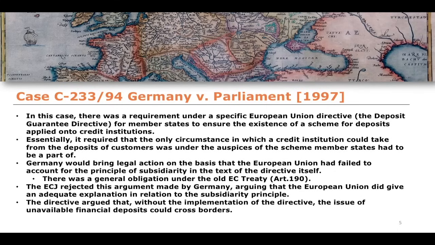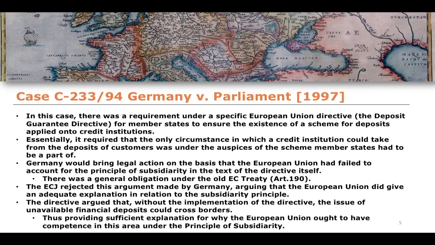Essentially, what it was argued was that without the implementation of the directive, the issue of unavailable financial deposits could cross borders. And if the same kind of policy was implemented at the level of a member state, this wouldn't sufficiently solve the issue at play here, given that the issue of unavailable financial deposits could cross borders. The resulting factor is that a single member state, or the national parliaments of member states regulating this area, would not be sufficiently adequate in terms of the achievement of the goal, which is of course part of the remit of subsidiarity within the European Union.